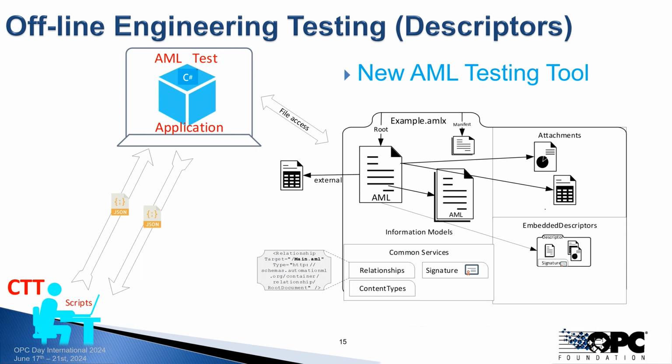So the CTT has a new set of testing tools that we've added to it. It came out in the release that we just published last week that includes AML testing. So we can do testing of the offline descriptors. So you point the test tool at a descriptor. The test scripts are still managed and run by the CTT. There aren't a lot of test scripts defined yet, but the tool is available for processing AML files, and it will be further enhanced as we go.